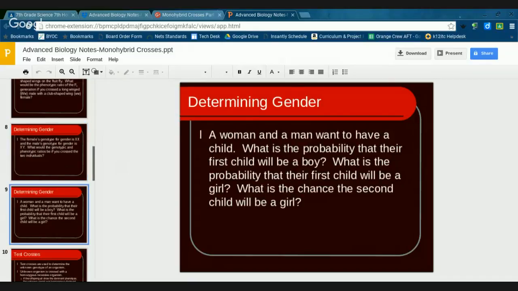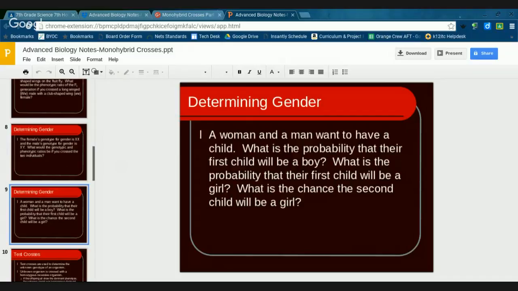Okay, so the last thing we're going to look at today is a little bit on probability with gender. So you've got a man and a woman who want to have a kid. What's the probability that their first child will be a boy? So it should still be a 50% chance, because you just did that Punnett square there. And then what is the probability that their first child will be a girl? Again, you have a 50% chance.